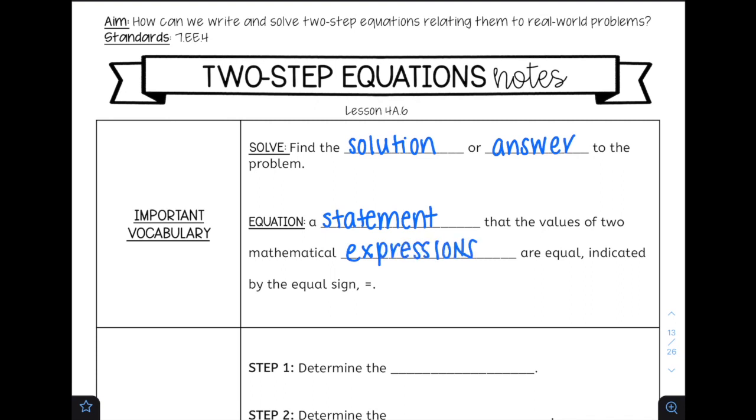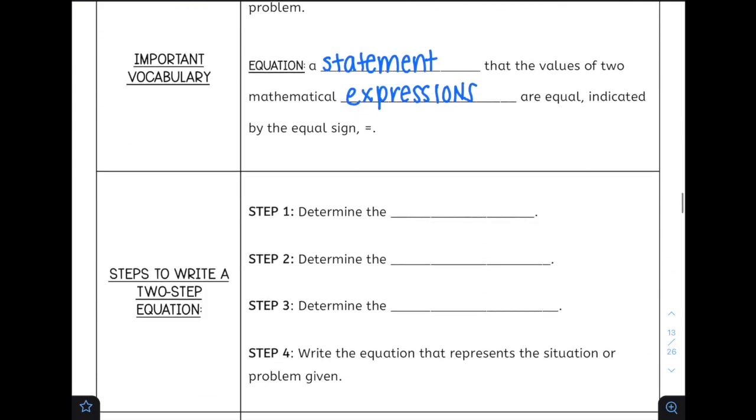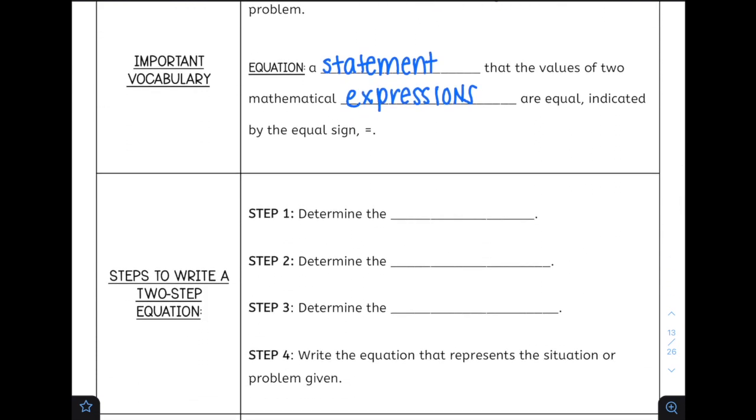Okay. So the first thing that you are going to do in order to write a two-step equation. All right, so step 1 in the steps to write a two-step equation from a real-world word problem is to determine the variable. What are you solving for? Or what are you missing?